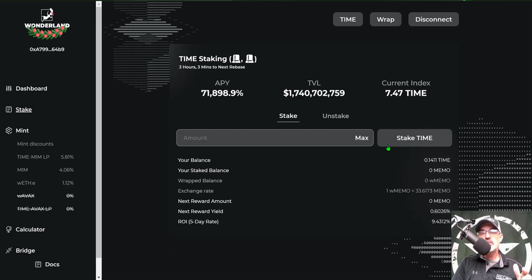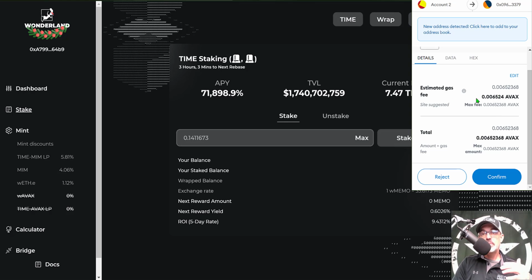You probably want to hit refresh, which is what I had to do because it was not showing I had any time available in my MetaMask wallet. Now it does show the amount of time that is in my MetaMask wallet. So under stake, I should be able to click on max. That will populate right here. And now I'm ready to stake time. So I just click stake time.